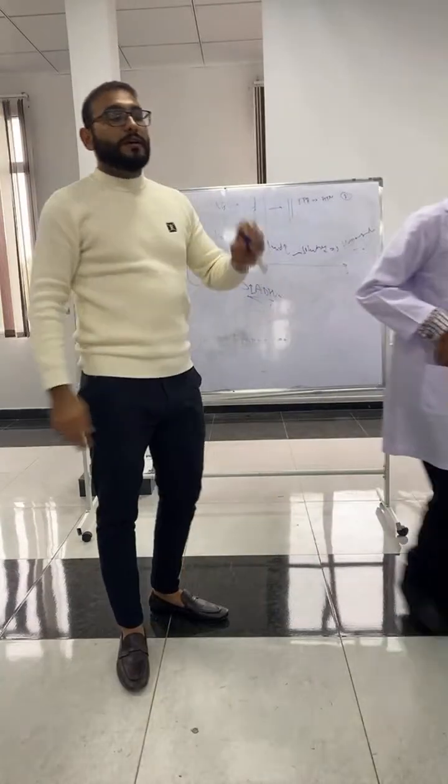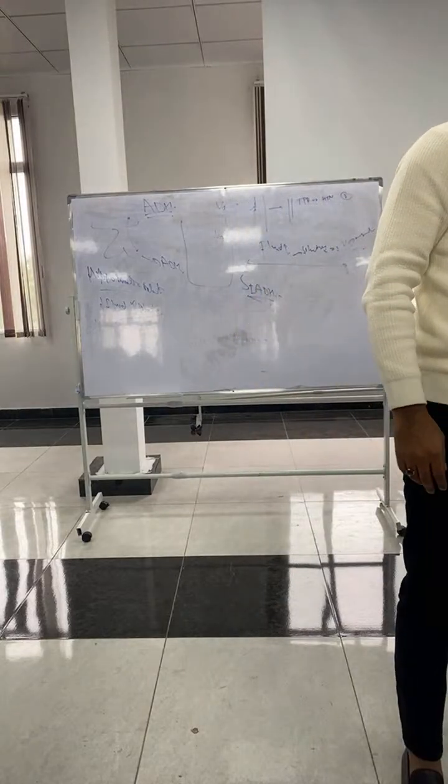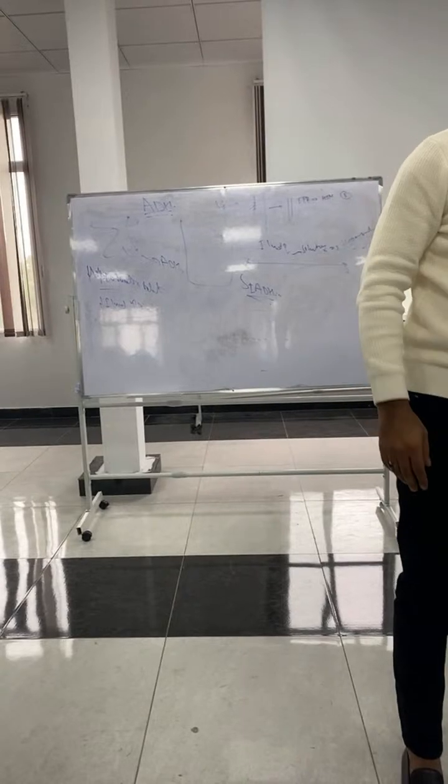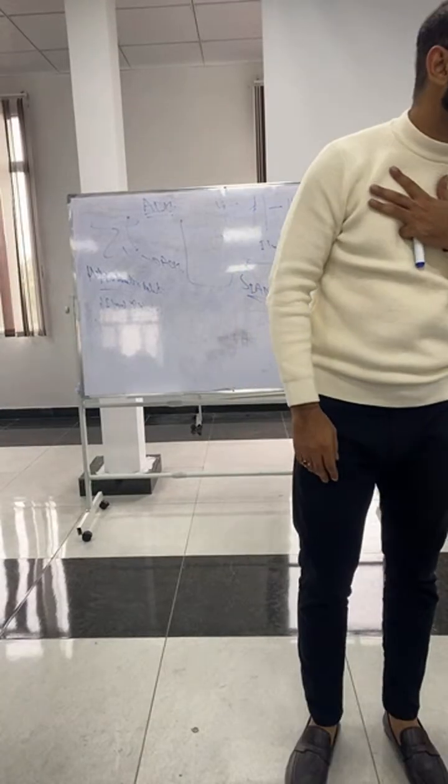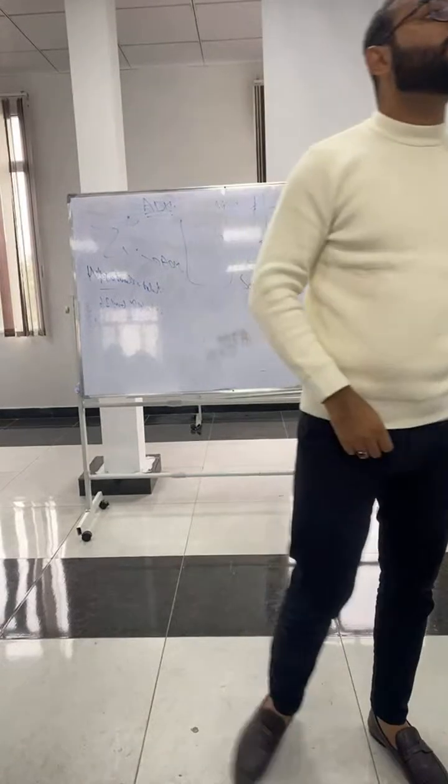You guys will say ANP and BNP. These are the two hormones which are released in response to hypervolemia. What I said earlier: hypervolemia, not hypovolemia. ANP and BNP are released in response to hypervolemia, not hypovolemia.